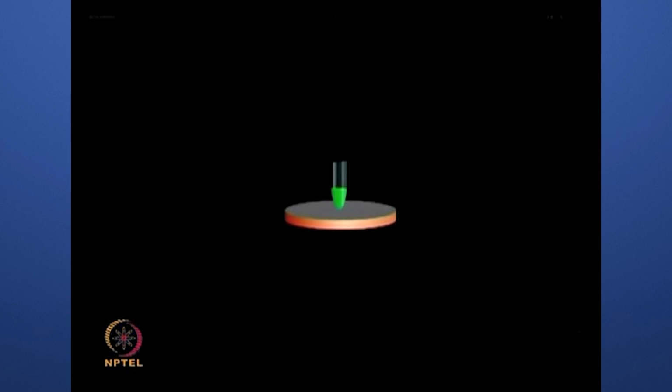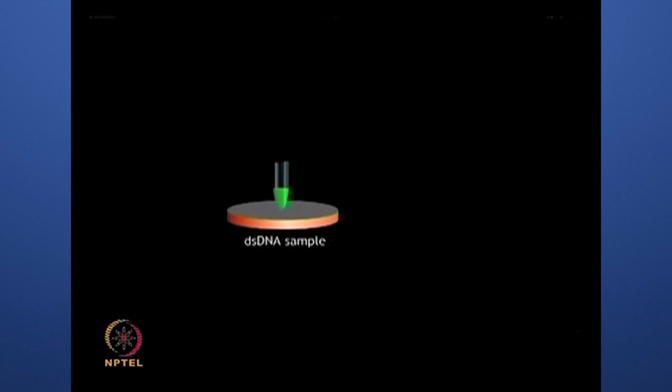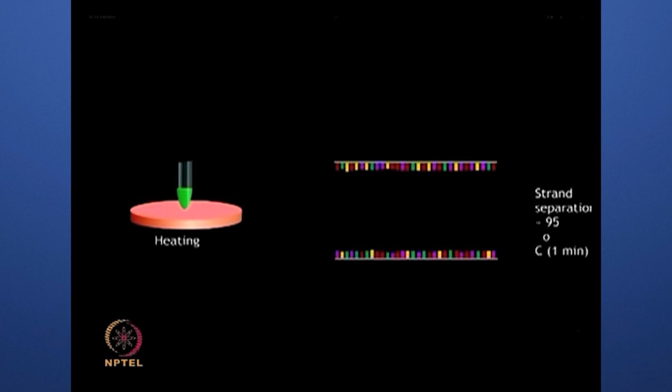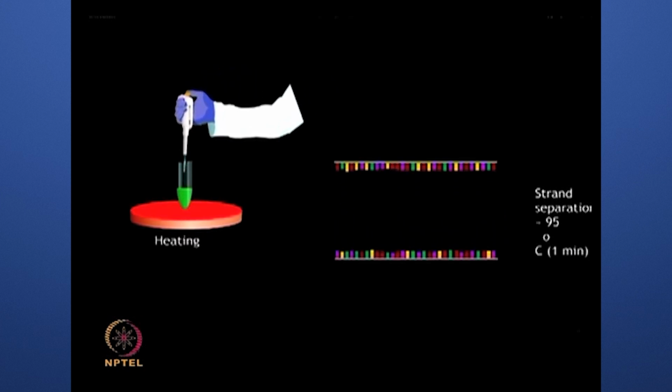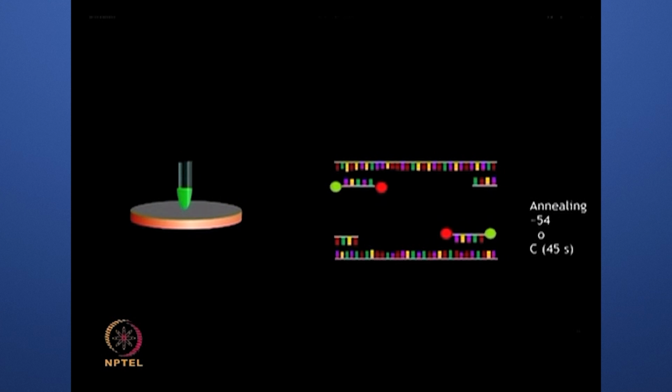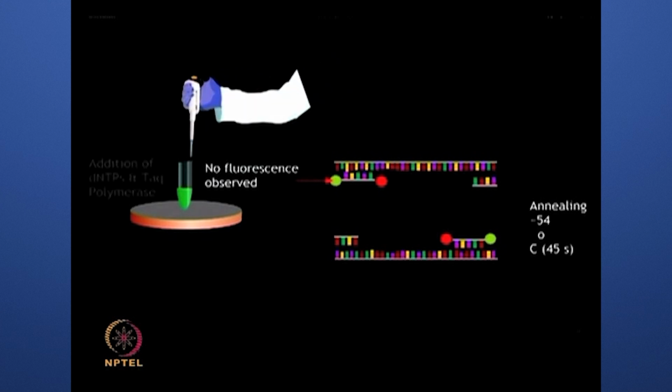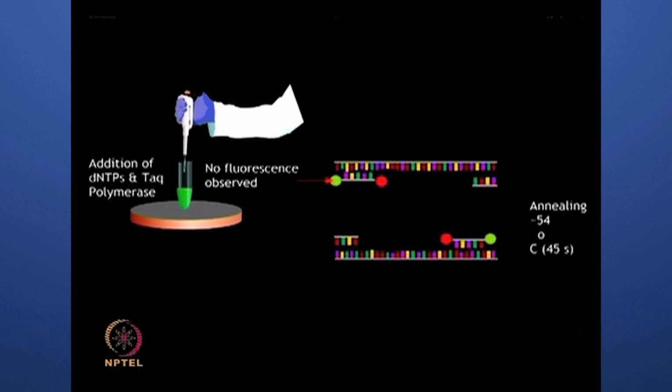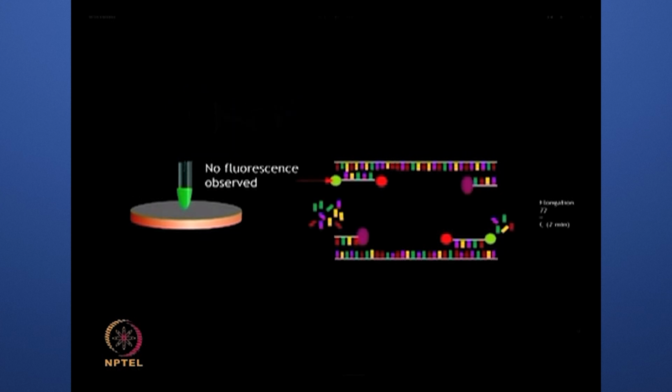The double stranded DNA that needs to be amplified is heated to 95 degrees to bring about strand separation. Once the strands are separated, primers are added along with the probe DNA molecule, which has the quencher and the reporter molecule bound to its end. Once these have annealed to the template DNA strands at 54 degrees centigrade, Taq polymerase and nucleotides are added, and temperature is again increased to 72 degrees to carry out strand elongation.